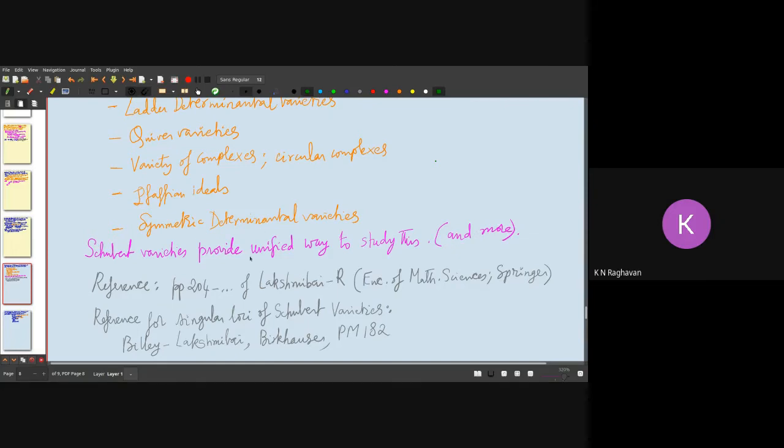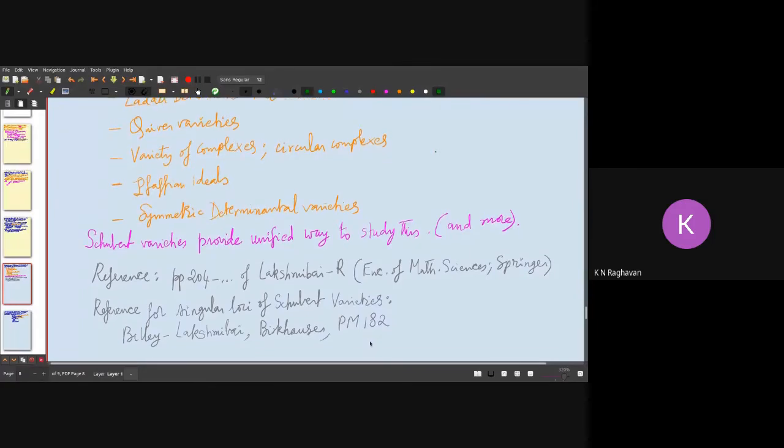A reference for this is pages 204 and following of this book by Lakshmibai and myself, in the Encyclopedia of Mathematical Sciences, Springer. It's called Standard Monomial Theory, an Invariant Theoretic Approach. And since Jugal raised the question of singular loci of Schubert varieties, there is in fact a book with this title, Singular Loci of Schubert Varieties, by Billey and Lakshmibai, in Birkhäuser, Progress in Mathematics 182. That's a very good reference. It attempts to be comprehensive, I think.